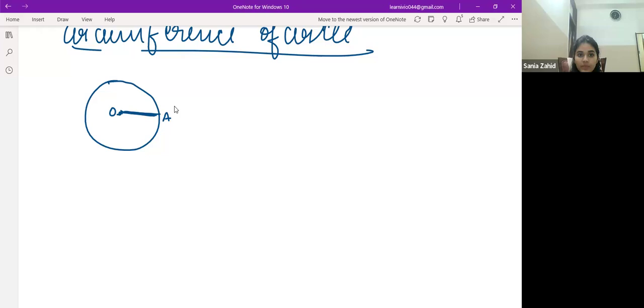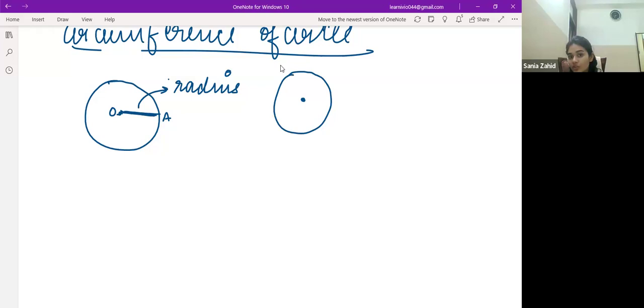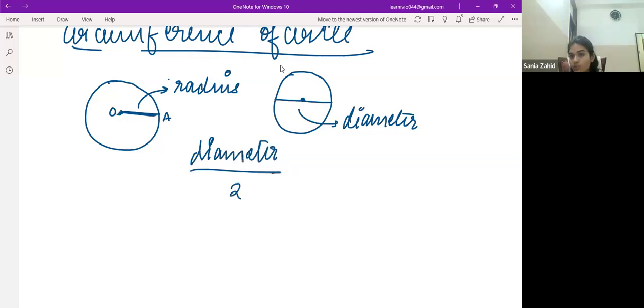No, this is not diameter, Razan. Radius. This is the radius. And what is this line? If I have the center and a line which starts from this point, passes through the center and touches this point, what is this line known as? Now this whole line is known as diameter. So we know that radius is half of diameter. So when you divide the diameter by 2, that means half of diameter is radius.